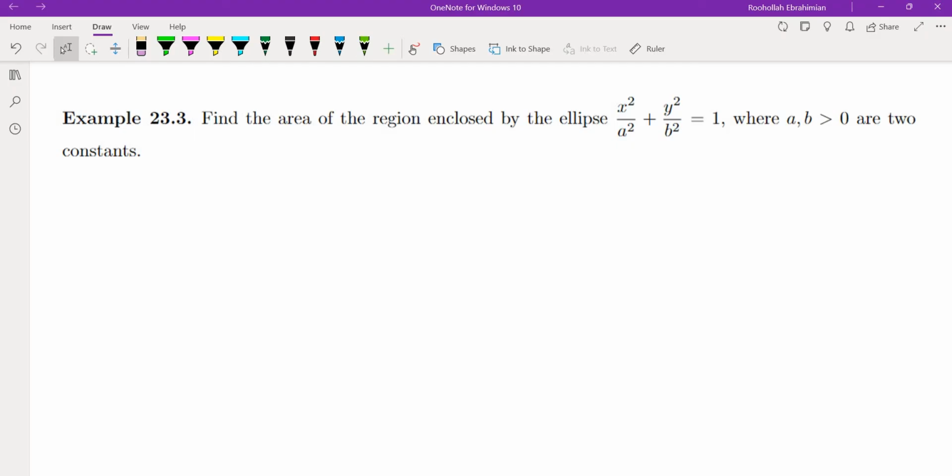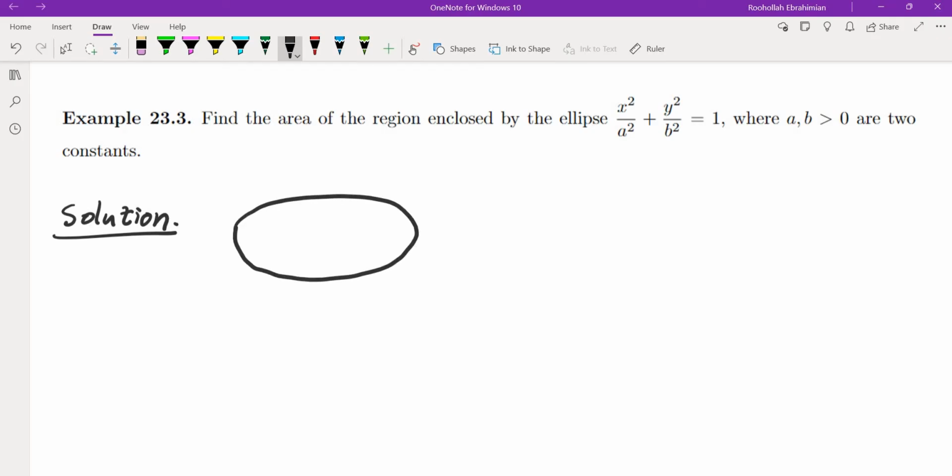One more example. Find the area of the region enclosed by the ellipse, where a and b are positive constants. So let's do that. How do we parameterize the inside of the ellipse? Polar coordinates wouldn't quite help here, because for polar coordinates you would need a circle.